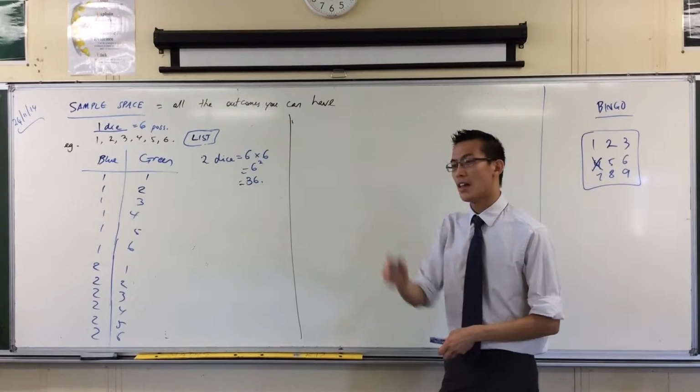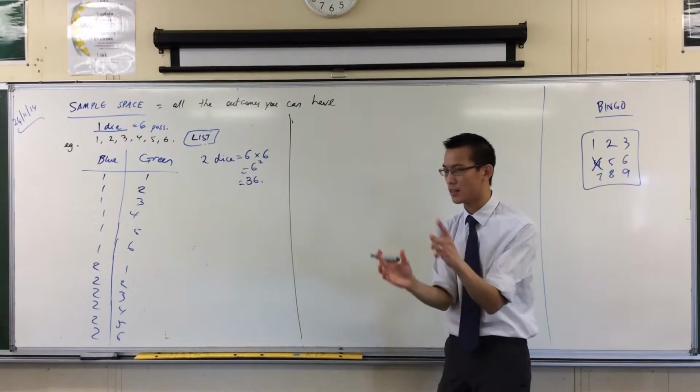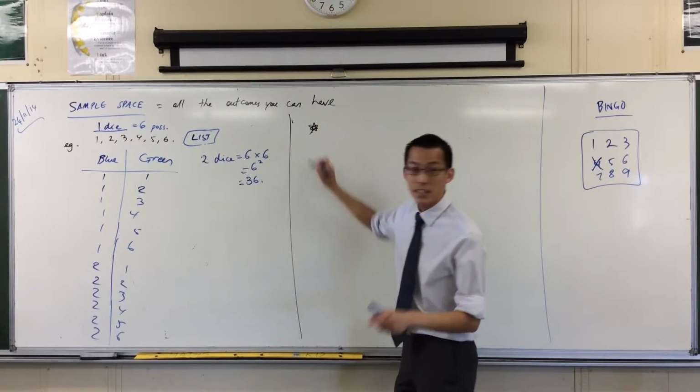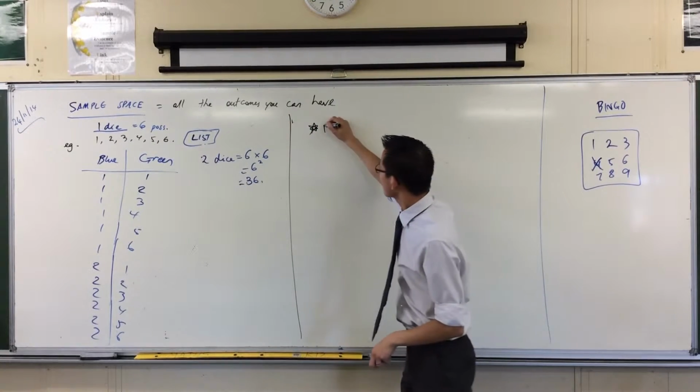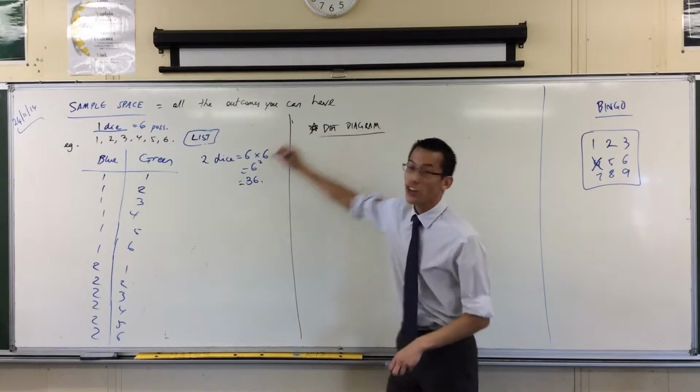That tends to be more useful in statistics. Here I'm trying to work out probability, which is related, but different. Make a little subheading for yourself. This is called a dot diagram.